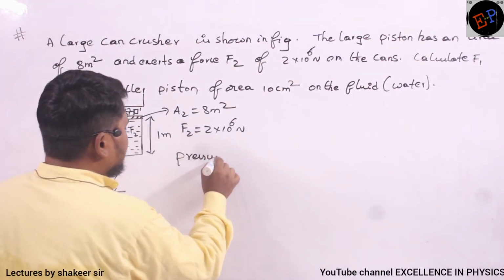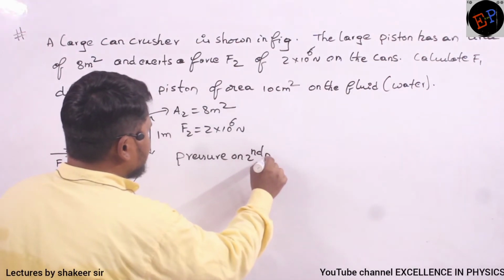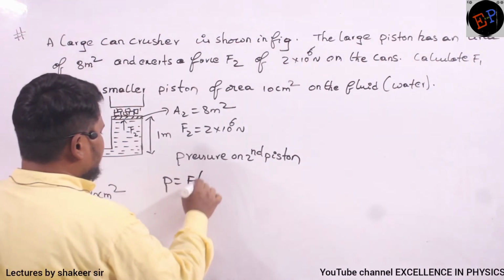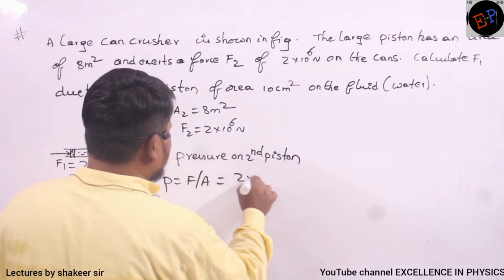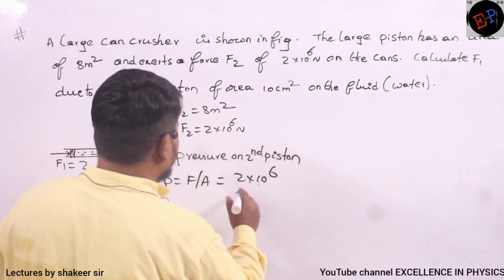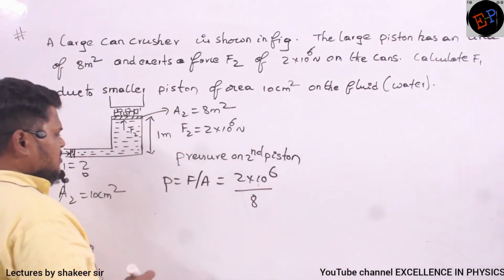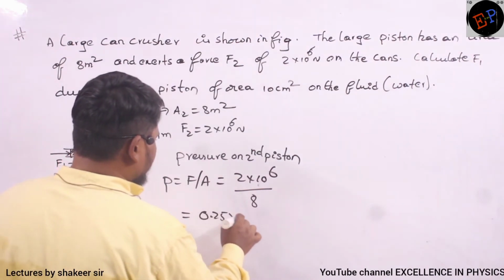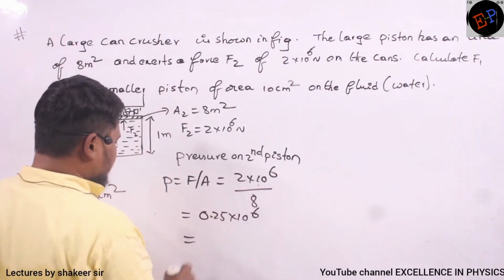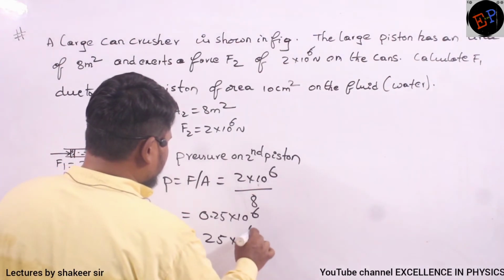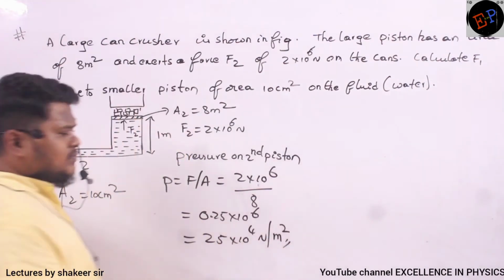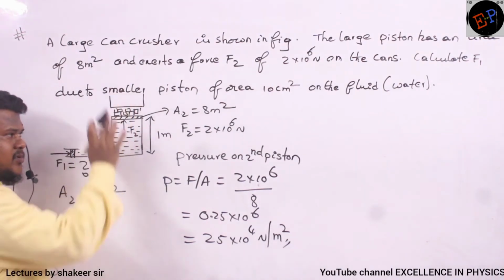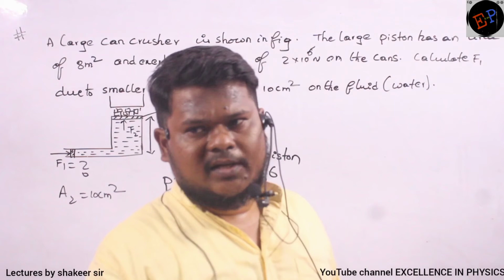So, the pressure on the second piston. What is the formula of pressure? Pressure is equal to force per unit area. Force is 2 into 10 power 6 divided by area, which is 8. So how much is the pressure? 1 by 4, which means 0.25. So 0.25 multiplied by 10 power 6, or I can write 25 into 10 power 4 newton per meter square. That's all. So this is the pressure acting on the second piston. Because of this pressure, it is able to crush the cans. One point I got clarity.